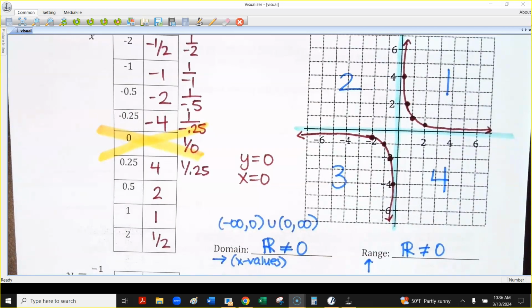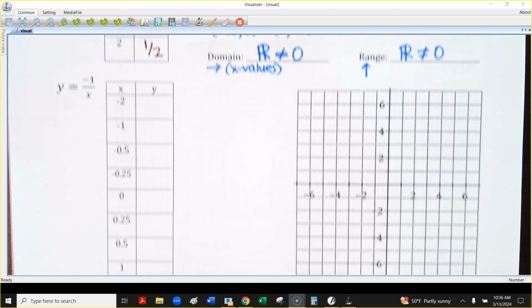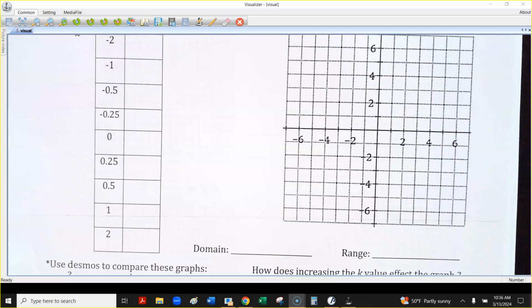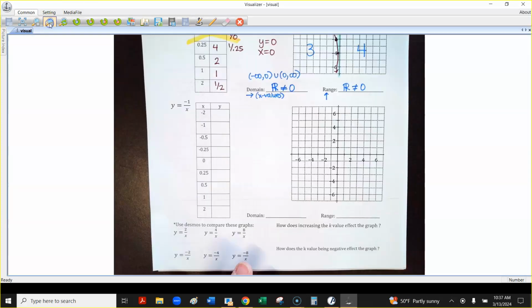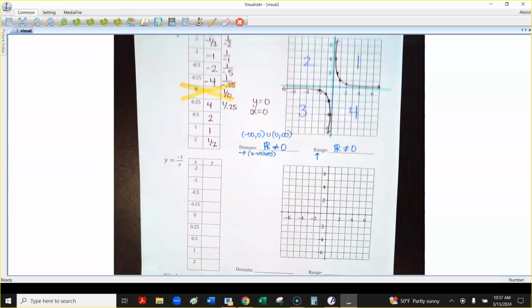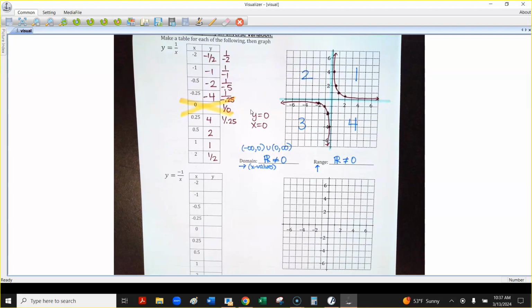Okay, now I'm just going to change one thing and have you guys graph. All I did was change the top of the fraction to be -1. Does anybody know what that would do to the y values? Like if you looked at the table we just did, and all I did was change up the top of that fraction, right? The only thing I'm going to change is the negative. How would that change the points? It just changes all the signs.